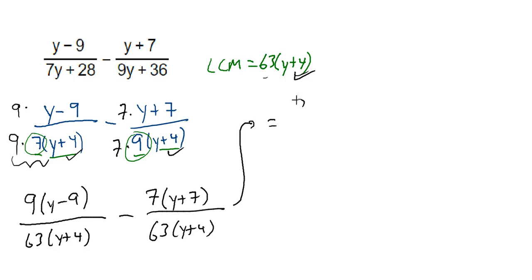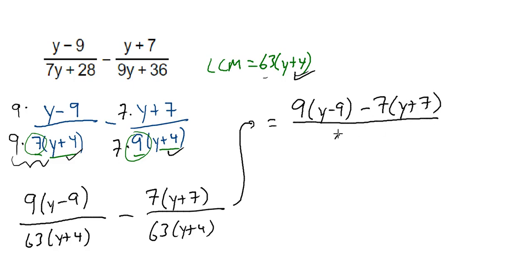We'll just continue up here. We get 9 times (y minus 9) minus 7 times (y plus 7) over the common denominator of 63 times (y plus 4). Now you might be wondering why I don't like to distribute here, but that I wait until later in the problem to do it. And this is exactly the reason why. Because if you do it here, you might say, okay, this will be 9y minus 81, and you wouldn't be wrong, that's correct. Here you would say it's going to be 7y plus 49. And then when you go to subtract, you'll have minus 7y plus 49. That's incorrect.